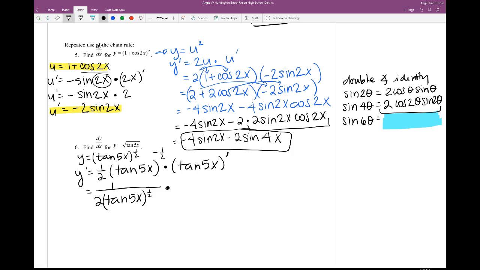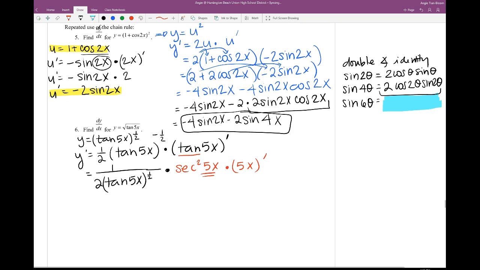Derivative of tangent is what? So what is the derivative of tangent? Did you say secant square? Yay! It is secant square of 5x times the inner component is 5x, so I have to do the derivative of that. See, notice we're doing the derivative of the derivative, right? So that's why this is so hard for some of us.